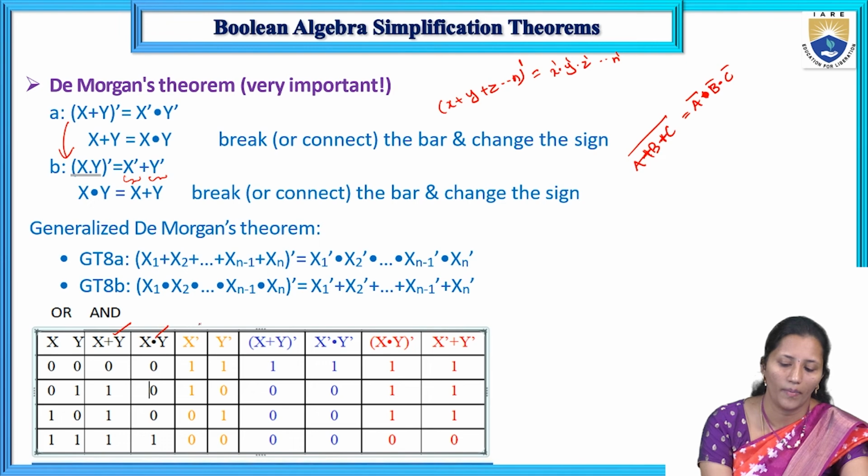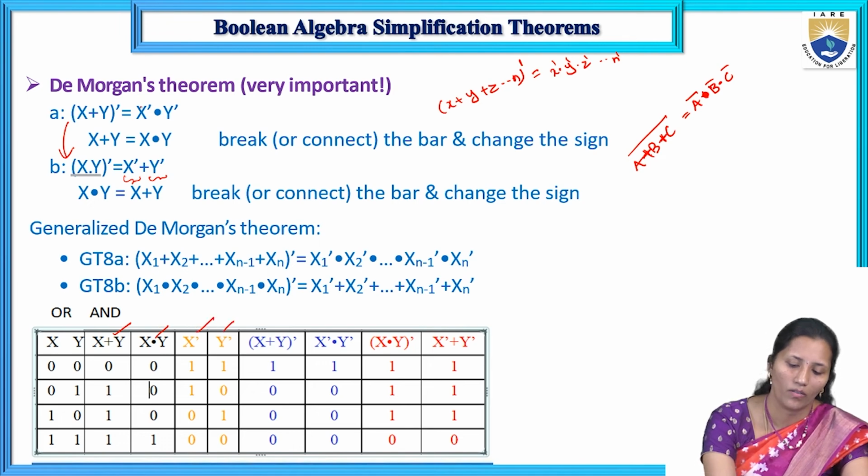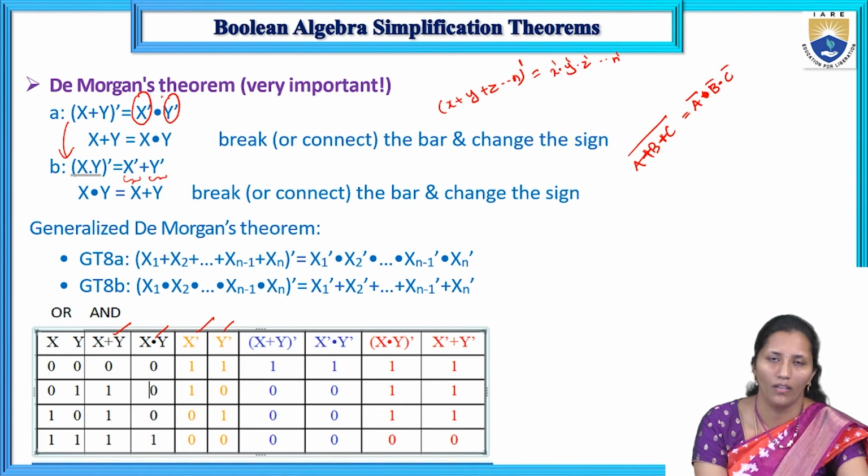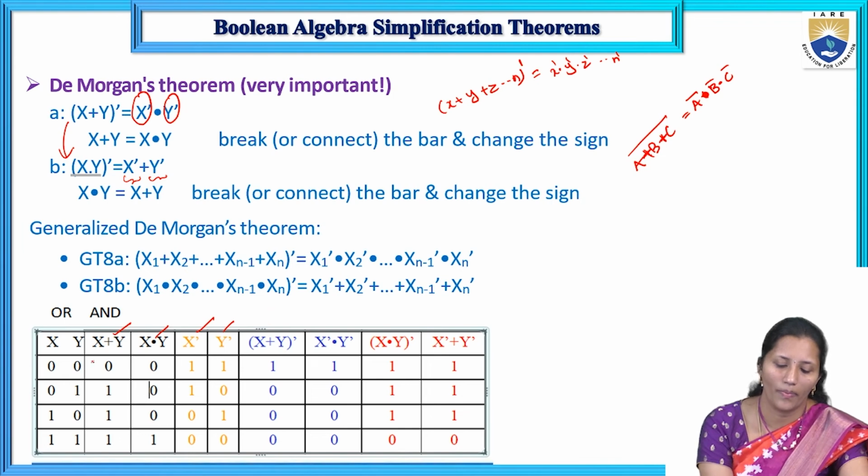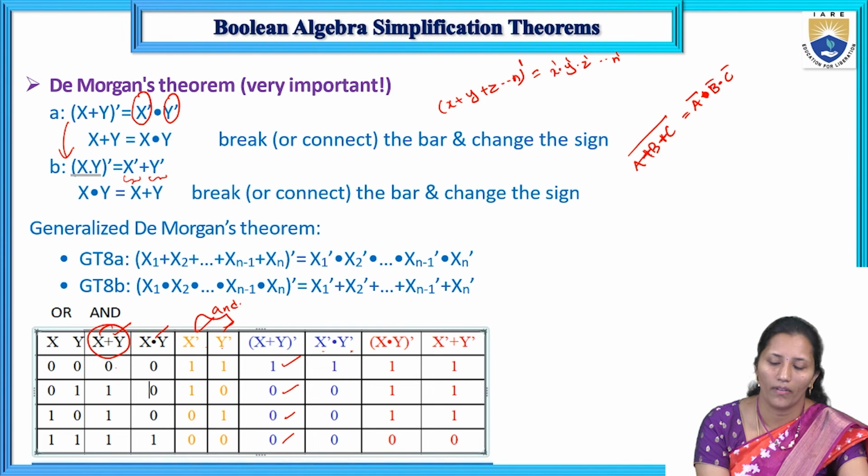Take the complements, x bar and y bar. If x is 0, x bar will become 1. If x is 1, x bar will become 0. And find out the x plus y complement, so 0 will become 1, 1 will become 0. And find out x bar dot y bar, so the AND operation between these two.